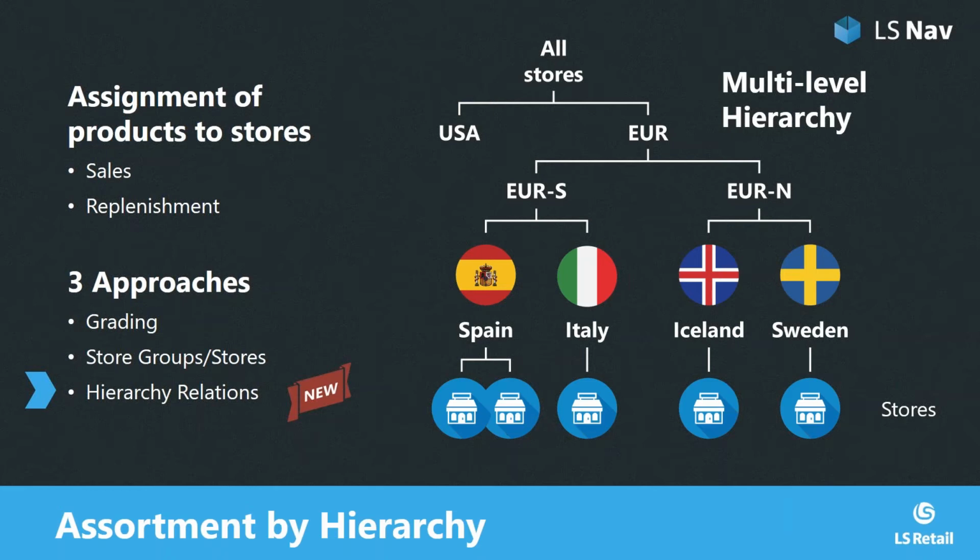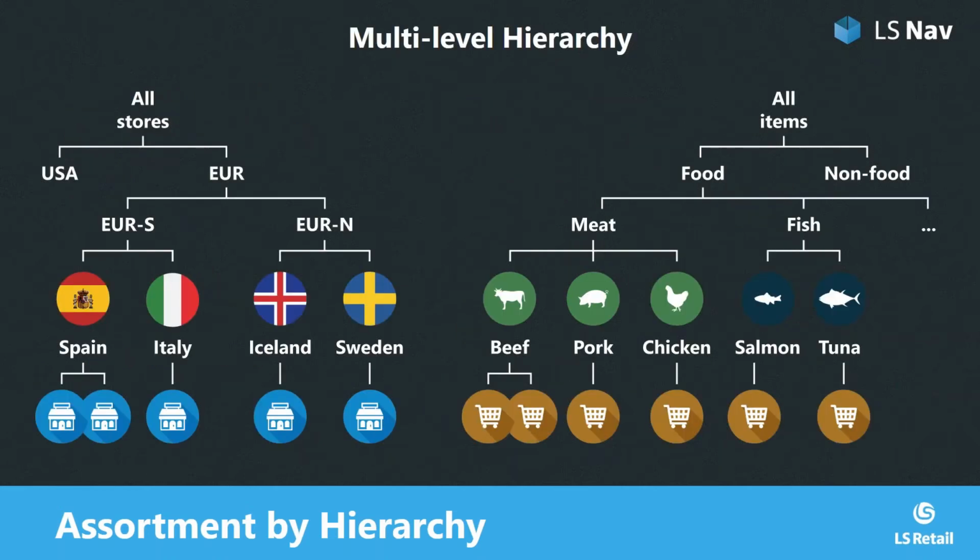But you are totally free how to set this up. This could also be based on store size or store types or any combination of that all. Let's call this a store hierarchy. Similar to the store hierarchy, we can also build item hierarchies. This is now division, item, category, and product group. This is again a multi-level hierarchy, but this time we have assigned items to it. Okay, so we have two hierarchies.